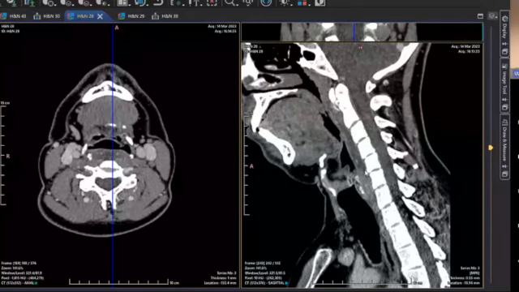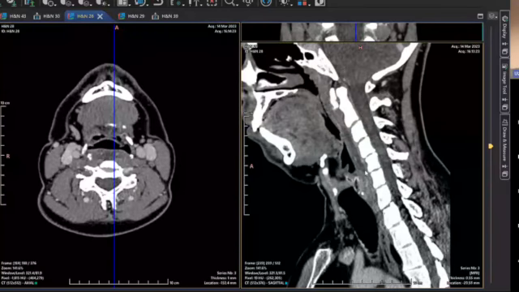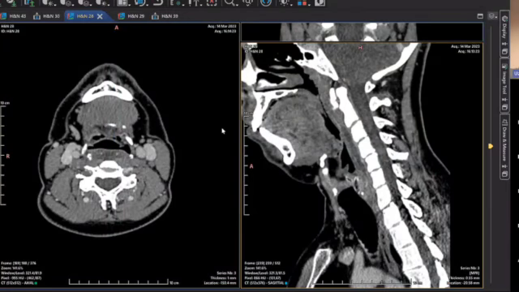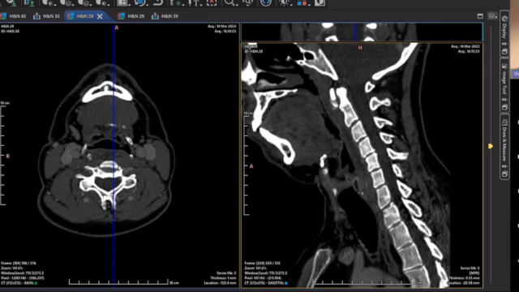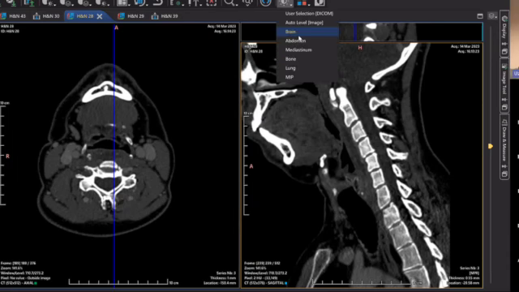So you could be forgiven for saying that might be an abscess, but then if you look at the C1, C2 articulation, you have that amorphous calcification there. So this is your typical calcific tendinitis of the longus coli, but it looks a lot like a retropharyngeal abscess.